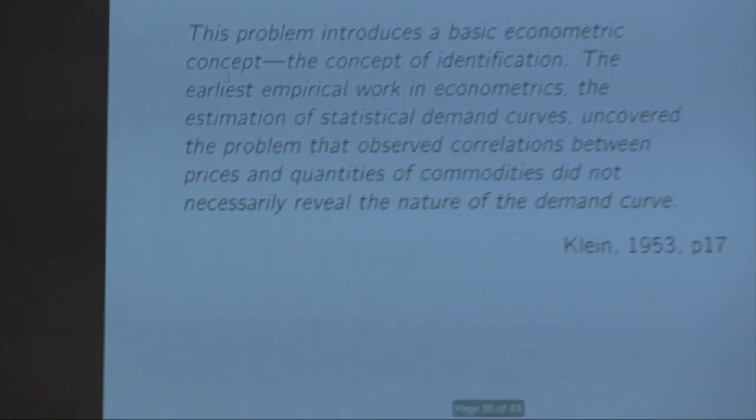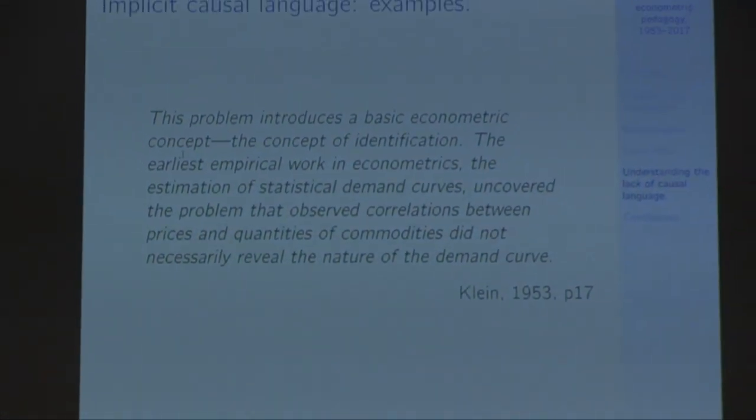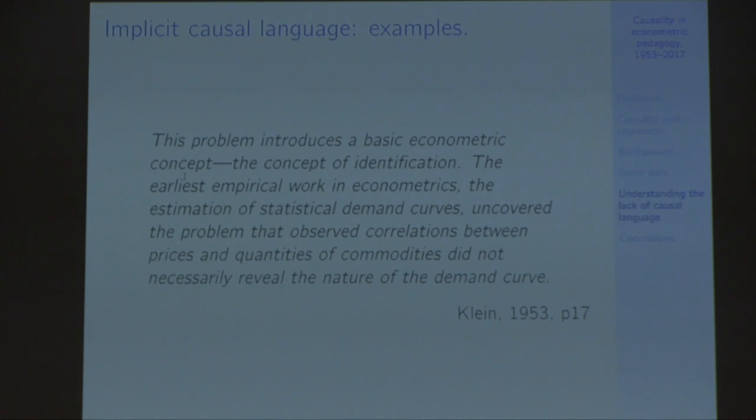So that's what I just said. I'm running out of time. So here's some quotes from books that don't use the word causal, but do highlight to students that they should think about the econometrics in terms of microeconomic or macroeconomic theory. And again, those theories are actually causal theories. So Klein 1953 says, there's a problem that observed correlations between prices and quantities of commodities did not necessarily reveal the nature of the demand curve. So I would argue what he means by that is these correlations don't actually recover a causal effect.